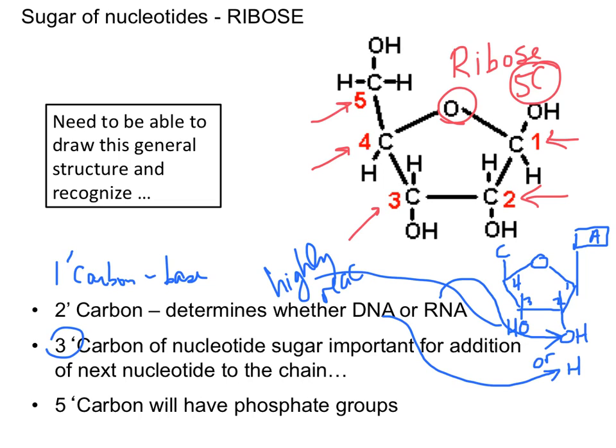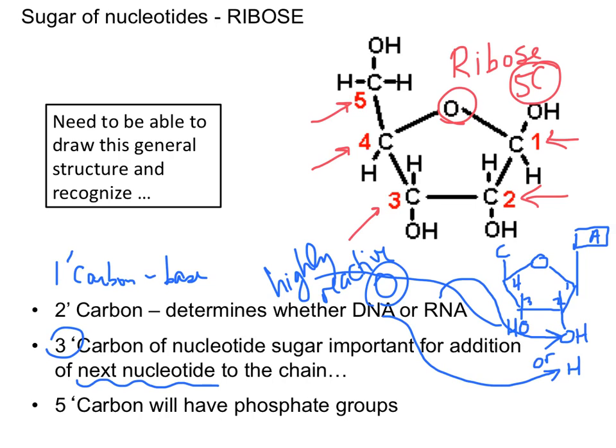Why are they reactive? Well, because of that darn oxygen. Oxygen is great. Oxygen is going to pull the electrons from the hydrogen closer to it, making the hydrogen have a partially positive charge. That allows for that oxygen to be reactive. It can interact with other molecules and generate bonds. So the 3 prime carbon hydroxyl group is important for adding the next nucleotide to the chain.